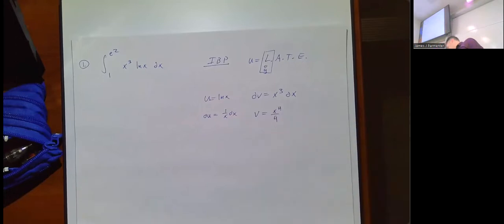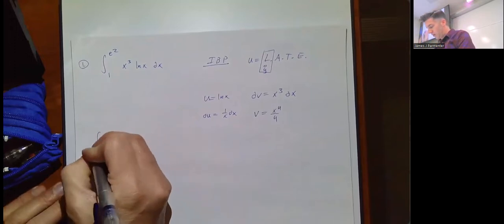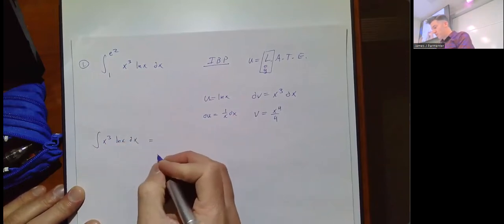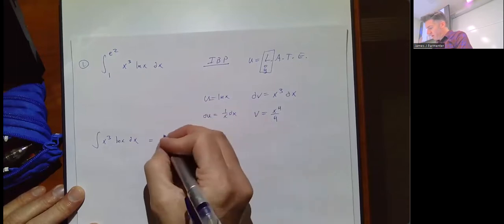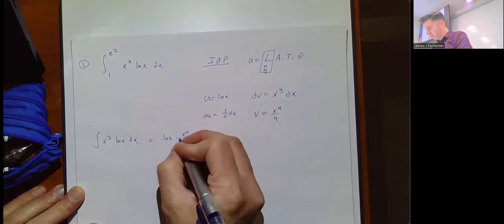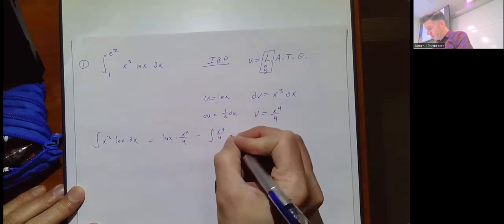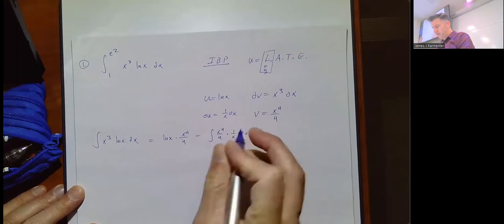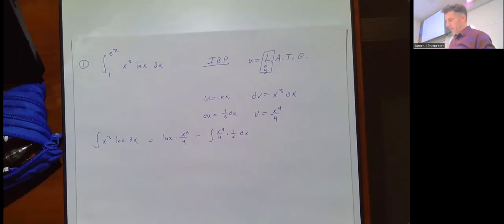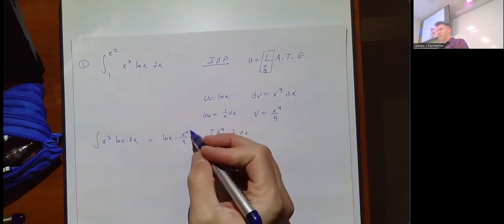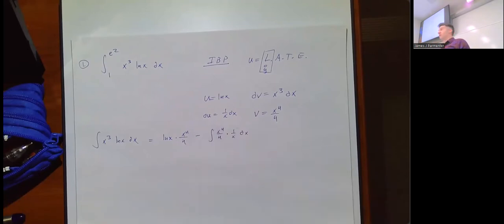Now, here's what I would suggest for this one. I'm going to do the indefinite integral first, meaning I'm just going to say the integral of x cubed natural log of x dx is equal to u times v, so natural log of x times x to the 4th over 4, minus the integral of v du, x to the 4th over 4 times 1 over x dx. This is kind of exemplifying more what I was talking about last time, where I don't really want to write the limits of integration here, and here, and here. So I'm just going to do the integral first, and then at the very end, you'll see what I mean.